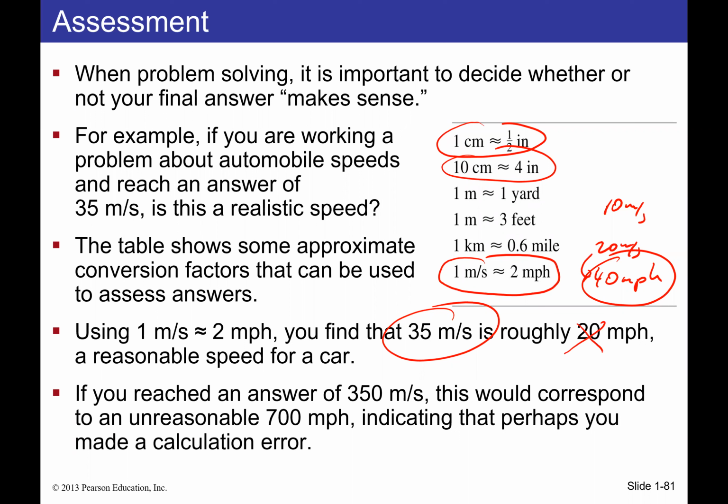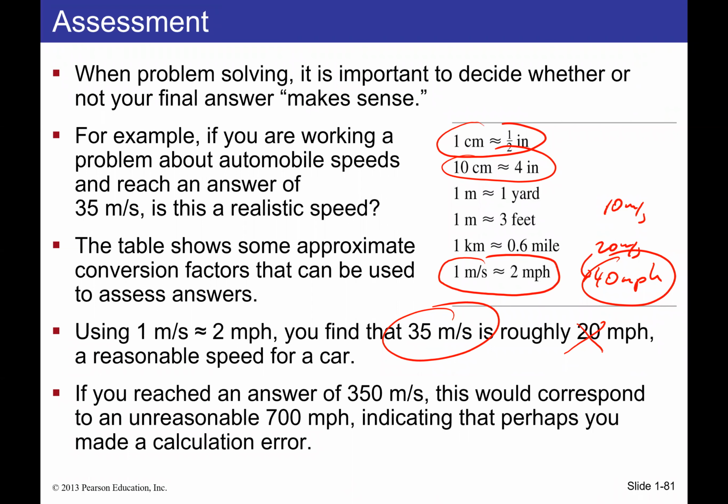So yeah, definitely this is not correct. 35 meters per second is not roughly 20 miles per hour. It should be about 70 miles per hour, because each meter per second here is roughly 2 miles per hour, right? So do that conversion, you should get roughly 70. Not sure why I have 20 miles over there.